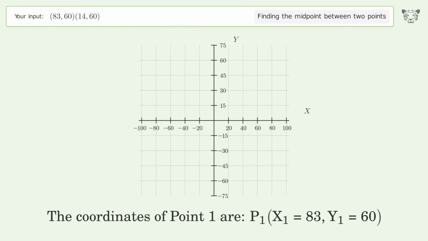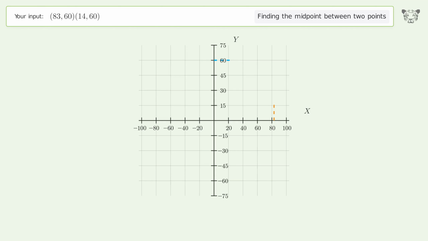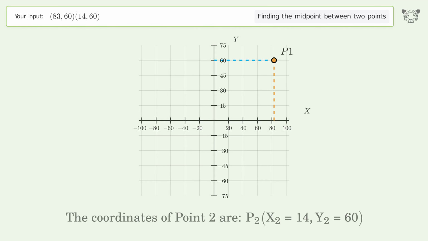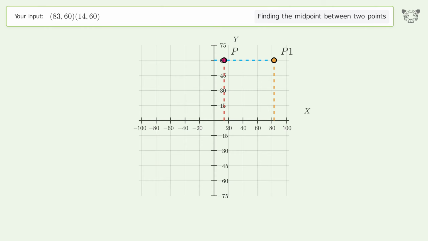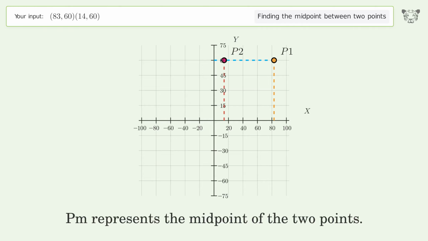The coordinates of point 1 are x1 equals 83, y1 equals 60. The coordinates of point 2 are x2 equals 14, y2 equals 60. PM represents the midpoint of the 2 points.